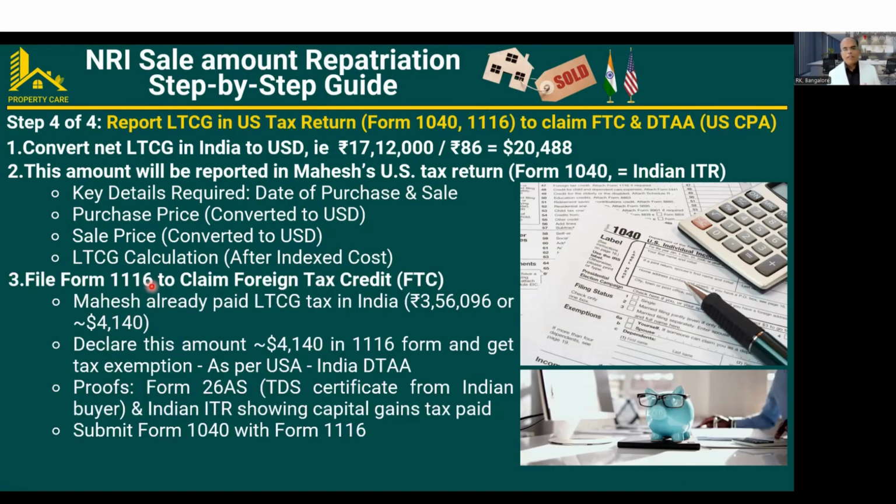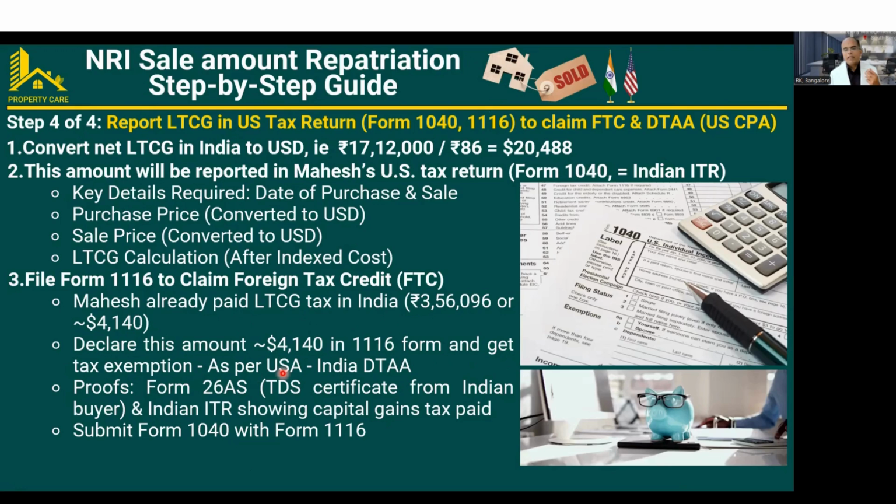And Form 1116 to claim foreign tax credit, FTC. He has paid long-term capital gain tax in India, 3,05,696 rupees, which is equivalent to $4,140. He should claim this because he already paid a tax there. So he doesn't need to pay this long-term capital gain tax in the US again. So declare this amount, $4,140, in Form 1116 so that he gets a tax exemption.